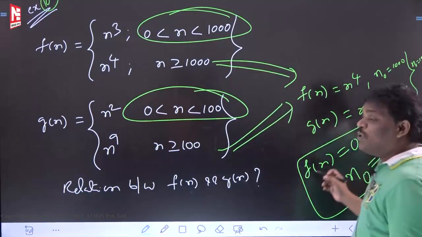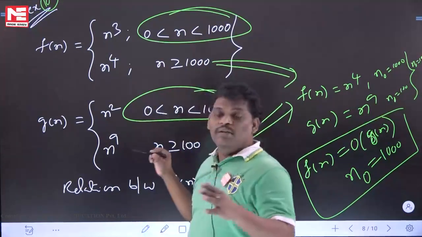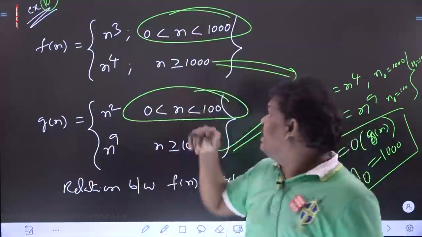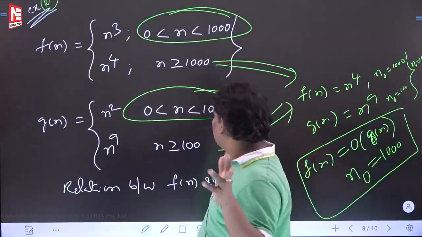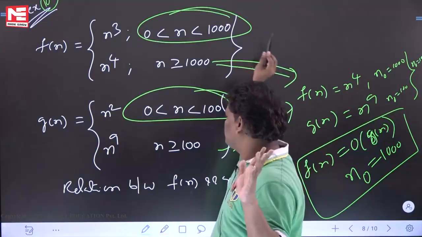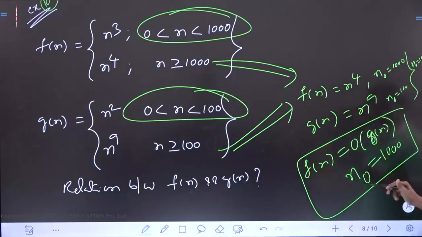Some people are asking me, what about n cube? What about n square? Asymptotic notation doesn't have an ending boundary, so don't take it. This is also an ending boundary, don't take it. Only the starting boundary. 1000 onward this, 100 onward this. The common point is 1000. 1000 onwards comparing F and G, G is bigger.